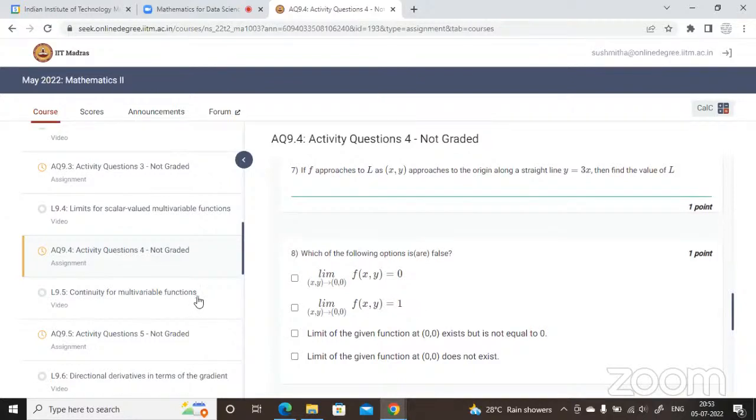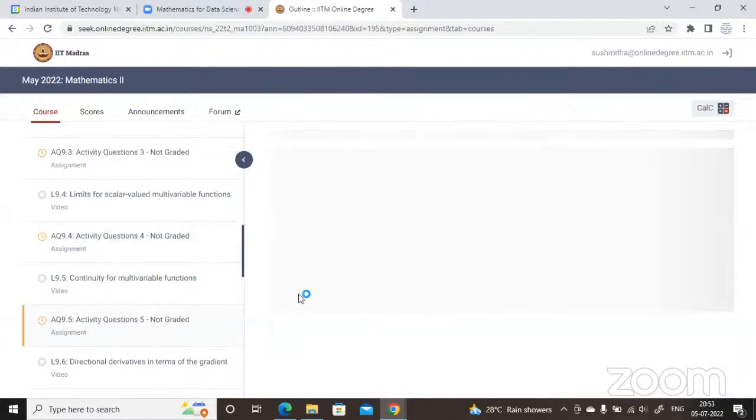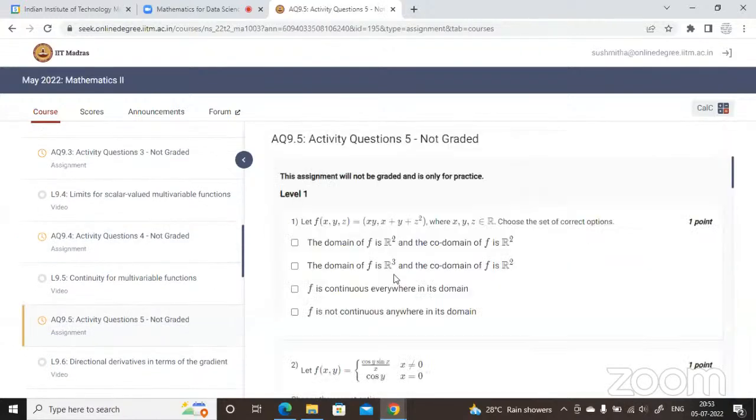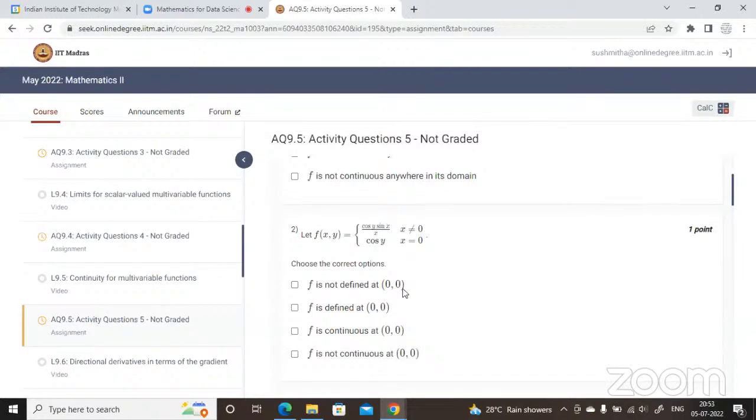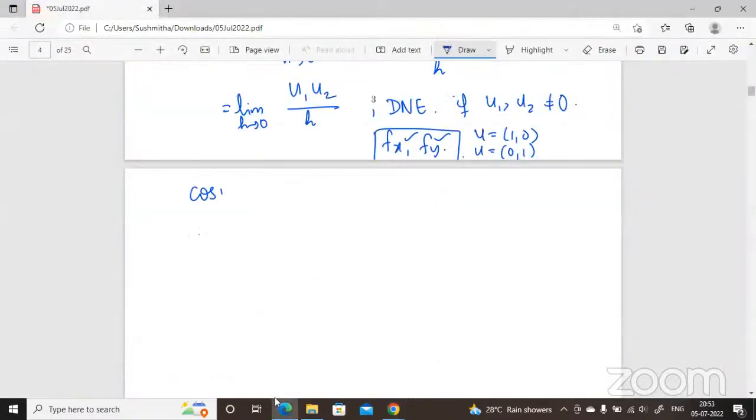Someone else also had asked some activity question previously. I think the question regarding the sign thing is there in activity 9.5. Okay, this one, right? So here you want cos y sin x when x is not 0.